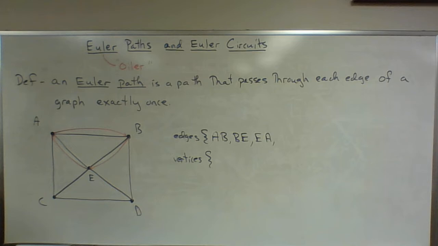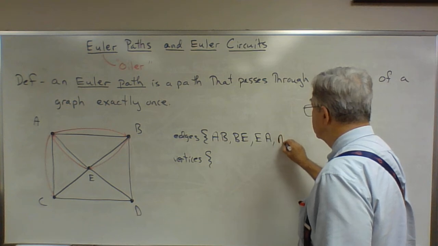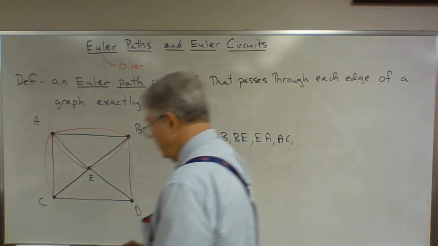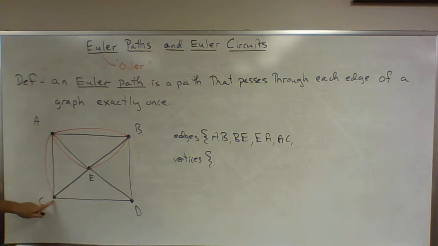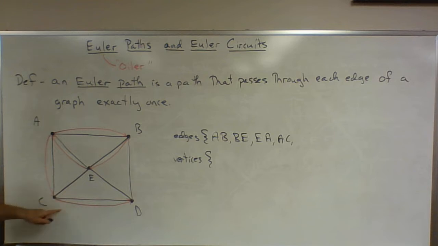And from here, there's only one edge I can travel on. I have to go from A to C. That's good. So I'll go from A to C. Now I got that edge covered. And here I have a choice. I can either go to E or I can go to D. I'll go to D, what the heck. I go to D, and I got this edge covered, C to D.